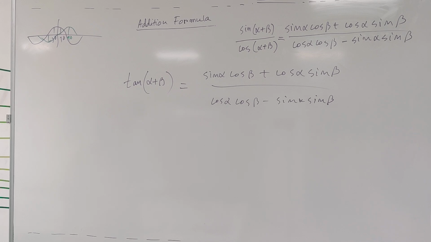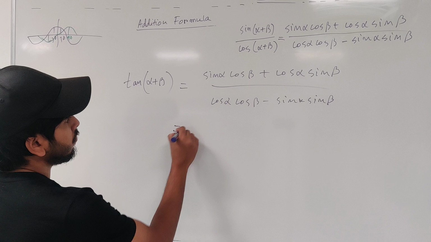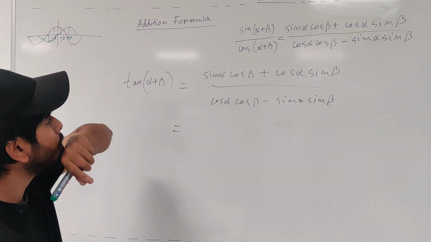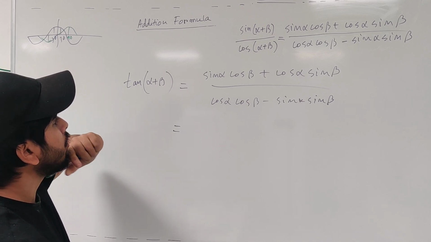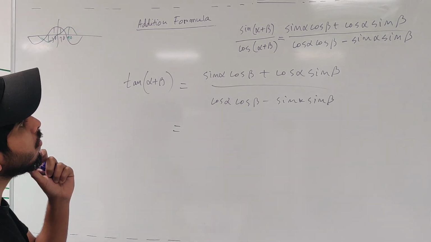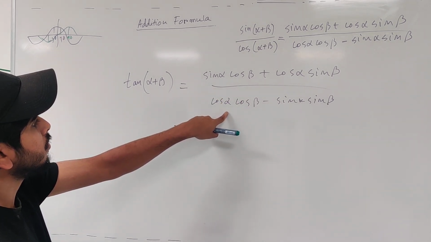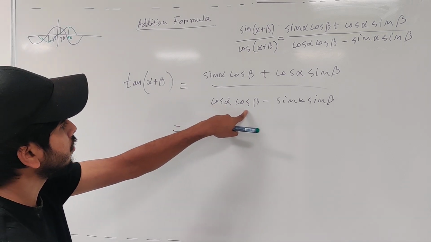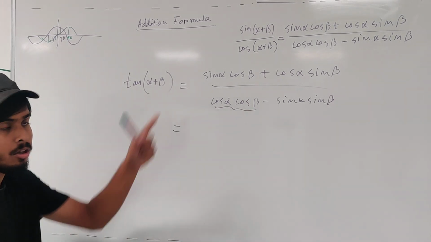Now this looks really bad. I want to express everything in terms of tan alpha and tan beta. How do you do that? Let's divide everything by, what should I do? What should I divide everything with? I think I should divide with cos alpha cos beta. Yeah, let's divide with this guy on the top and bottom.